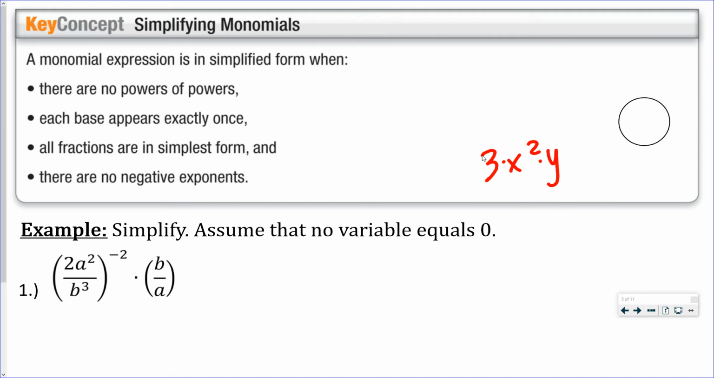Simple monomials. I'm just going to give you one term. Technically here we have a product, but we're going to combine it to one term. Here are the rules of when you're fully simplified. There's no powers of powers. If you see powers raised to another power, that's technically not simplified. Each base appears exactly once. Here I have 2 separate bases of A, so that's not fully simplified. All fractions are in simplest form. If I have 3/6, I need to reduce that to 1/2. And lastly, there's no negative exponents. Those are the rules of when you know you're done.